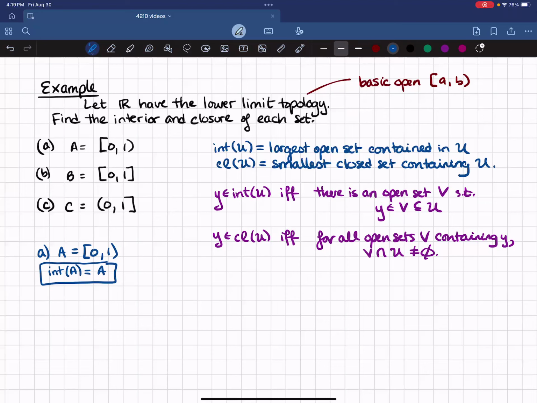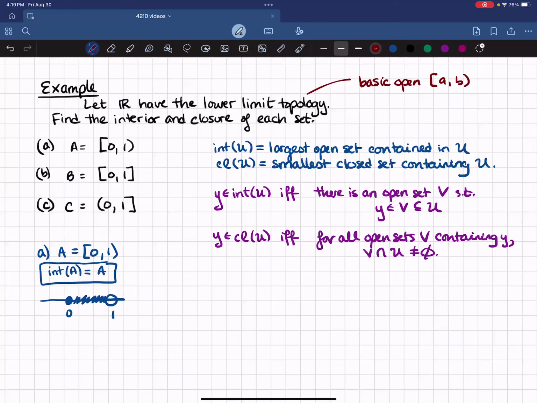Now, what about the closure? I might try to think about if A is closed, but I don't know right off the top of my head if A is closed. I could figure it out, but it's not like where I just looked at A and could see that it was a basic open set. So let's just think about it a little bit more. Let's think about A looking like the interval from 0 to 1, including 0 and not including 1.